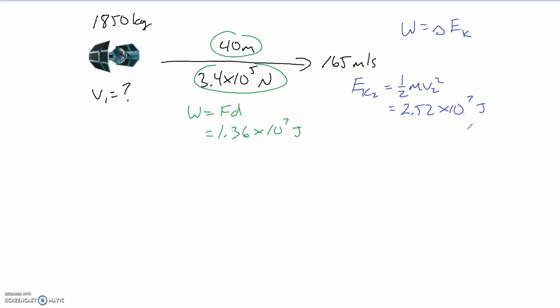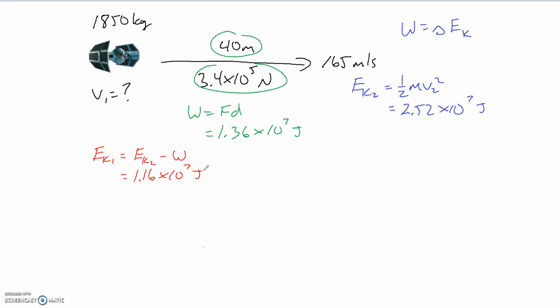So to find out how much kinetic energy it started with, I can just take how much it ended up with and subtract how much it gained when it was speeding up. So over here, my first kinetic energy would then be my final kinetic energy, take away how much work was done, which leaves me with approximately 1.16 times 10 to the 7 joules of kinetic energy.